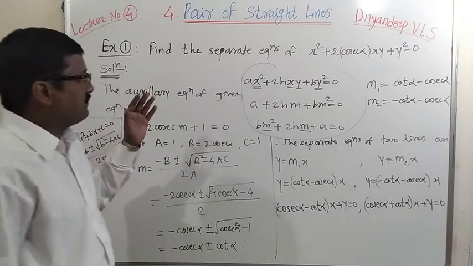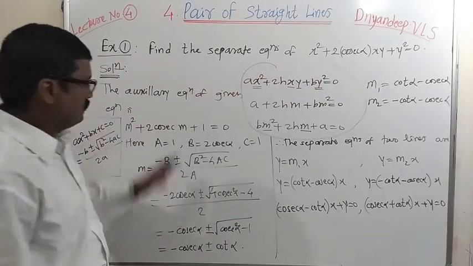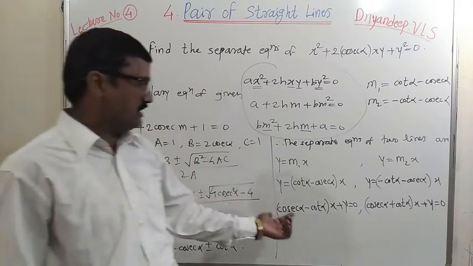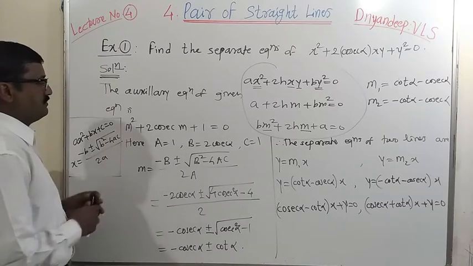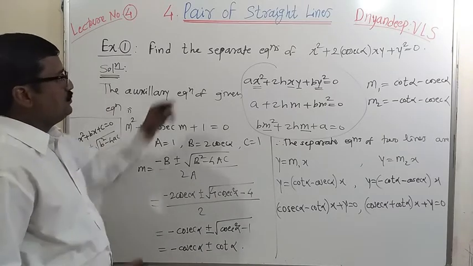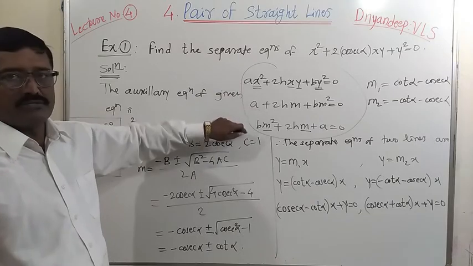But if you try to get factors while solving this quadratic equation, it will become difficult to find the factors as cosec alpha minus cot and cosec alpha plus cot. So this becomes easy if you use the auxiliary equation of this combined equation of pair of lines.